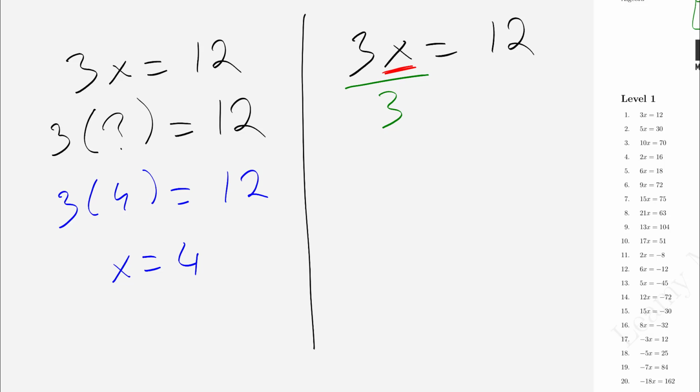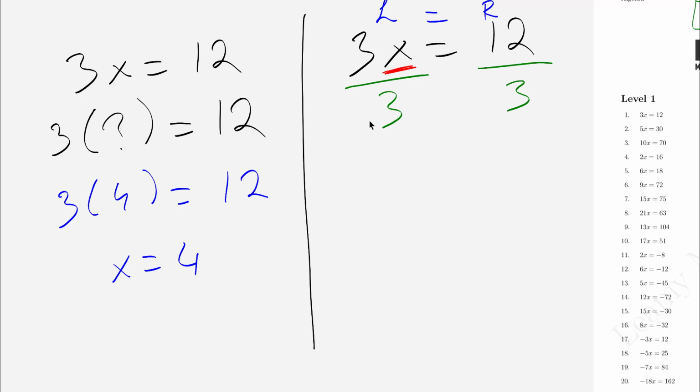Now, we have to understand how equations work. Equations are about a balance. The left-hand side equals the right-hand side. So we always have to have a balance. The left and the right-hand side have to balance. So if I do something to the left-hand side, I must do the exact same thing to the right-hand side. So in this case, I had 3x equals 12. I decided because I have 3x and I only want x that I will divide by 3. So if I divide the left-hand side by 3, I have to also divide the right-hand side by 3 to maintain the balance of the equation.